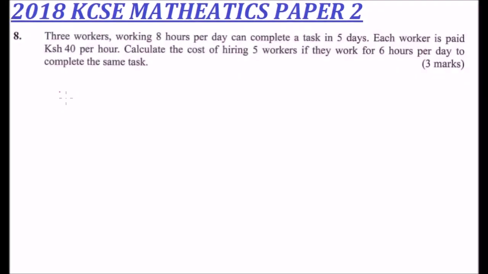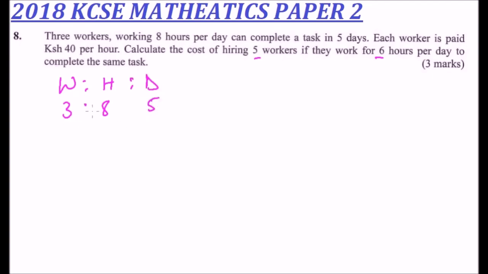So in this question, we are told 3 workers working 8 hours per day can complete a task in 5 days. Each worker is paid 40 shillings per hour. Calculate the cost of hiring 5 workers if they work 6 hours per day to complete the same task. So first of all, we need to find the number of days, then calculate the cost. So we let W represent the number of workers, which is 3. Let H represent the number of hours, 8, and let D represent the number of days, which is 5.